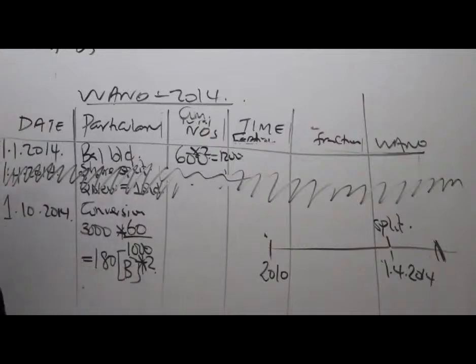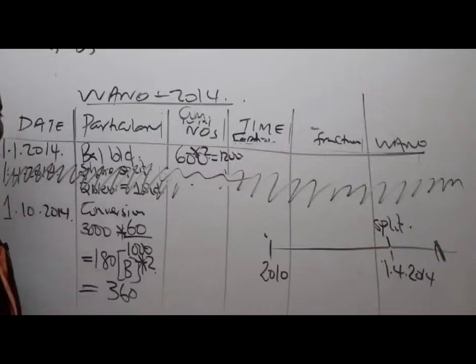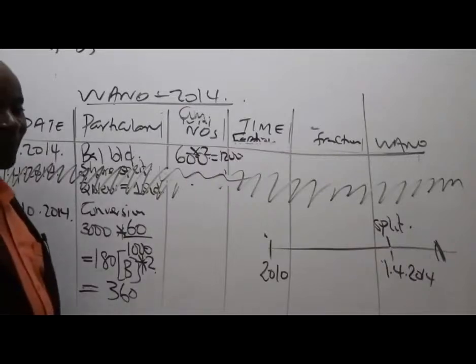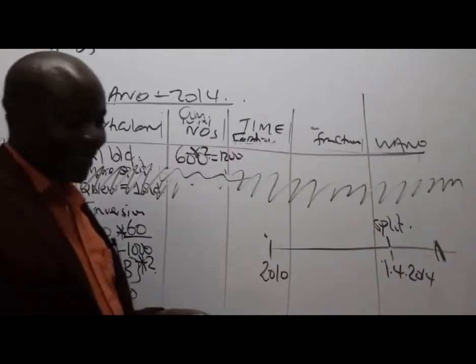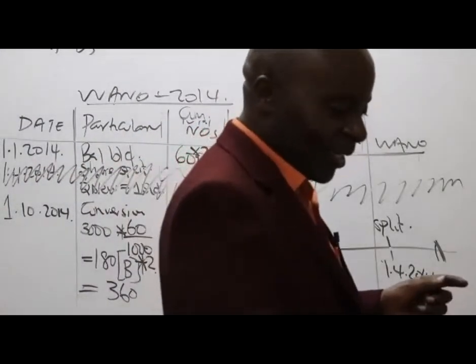Could you kindly give me this figure, somebody? This gives me 300 what here? 360. This gives me 360. B is before. Nataka mulisikize.